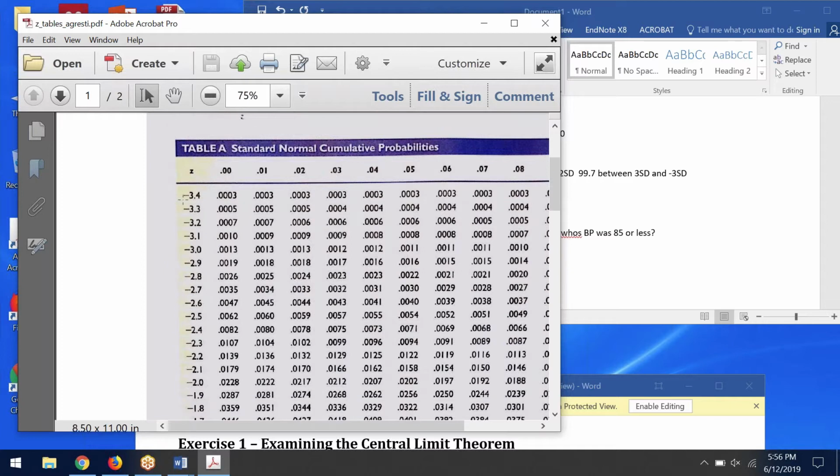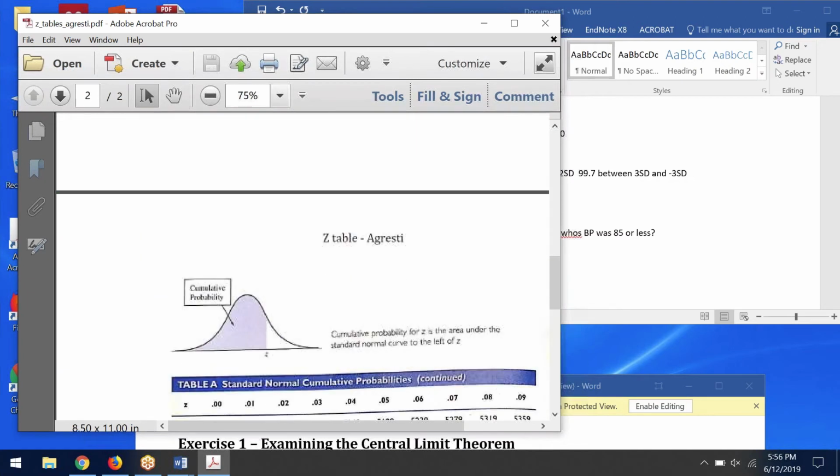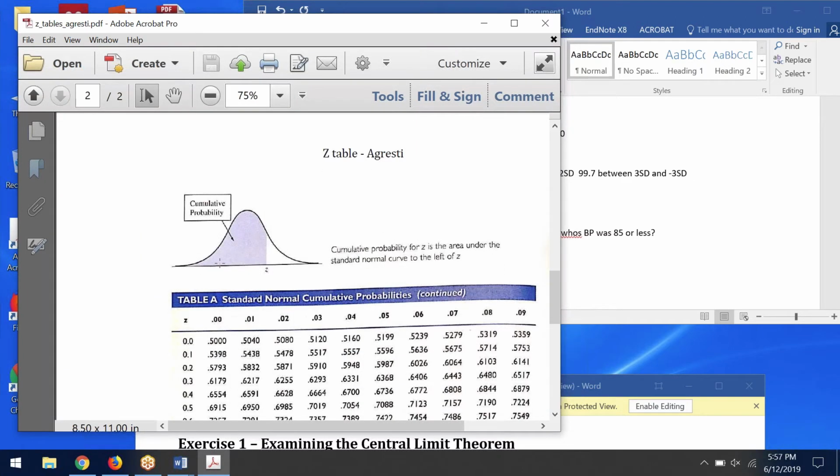The way we're going to use this is the z-score is listed in the column here, and the negative ones are on this first page, and the positive ones are on a second page. Notice for the positive ones, that area is always above 50%, because 50% of the population is going to be below the mean.